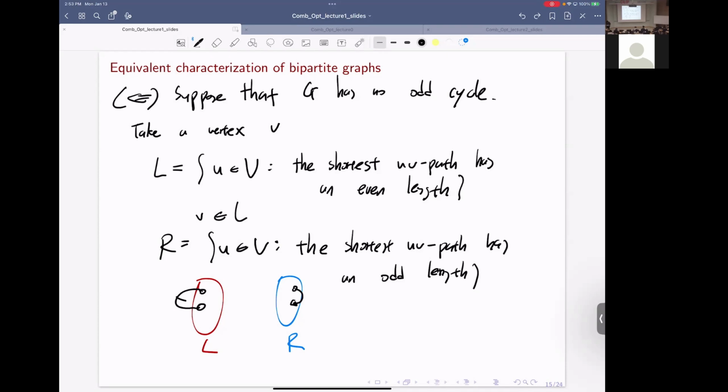Take U and W from R. Then what does that mean? There's an odd length path from V to U, just because R is defined as the set of vertices to which there's an odd length path from this fixed vertex V, and that's the same for W.